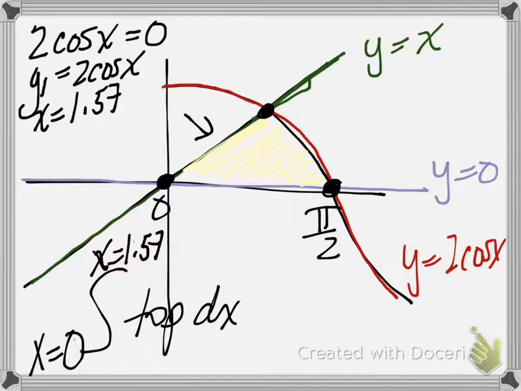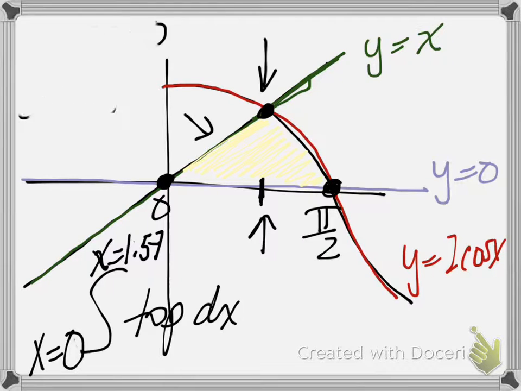Okay, so what we have to do is we have to find out the green function is going from 0 to this point right here, which we don't know what it is. And then it's going to be the red function that goes from this unknown point to the pi over 2. So what we actually have to do is make two different integrals. So most important right now is to find what this x value is right here. Okay, so how are we going to find that? That x value is coming from right here, where the green and the red functions meet.